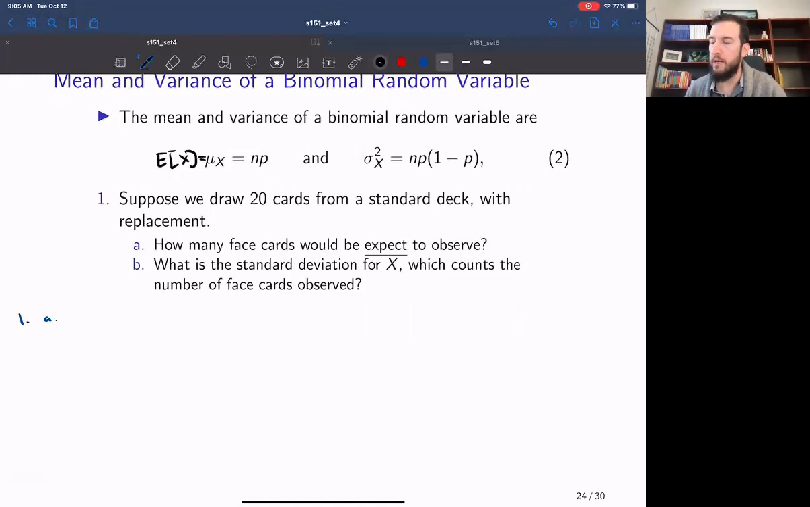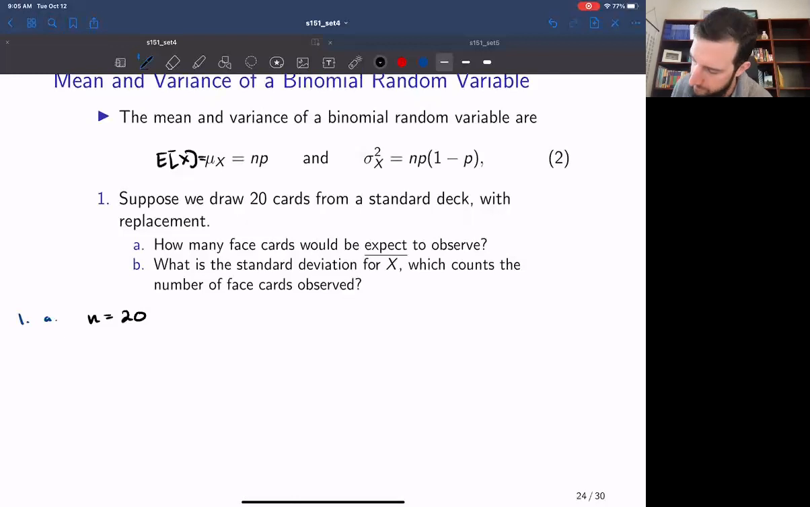Suppose we draw 20 cards from a standard deck with replacement. So we're just doing our deck experiment again, but we're drawing more cards this time. So we have little n equal to 20. How many face cards would we expect to observe? We're asked for the expected value of x, where x counts the number of face cards.